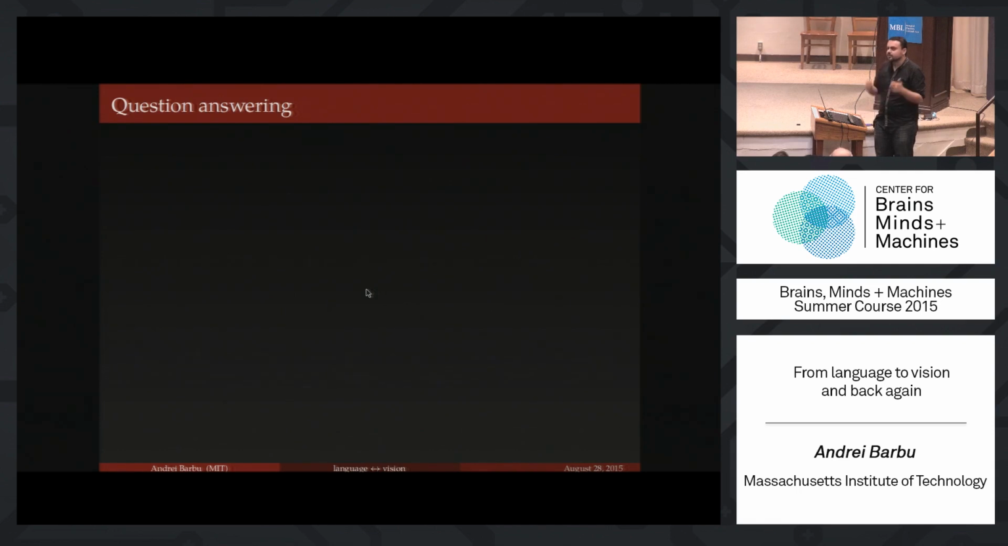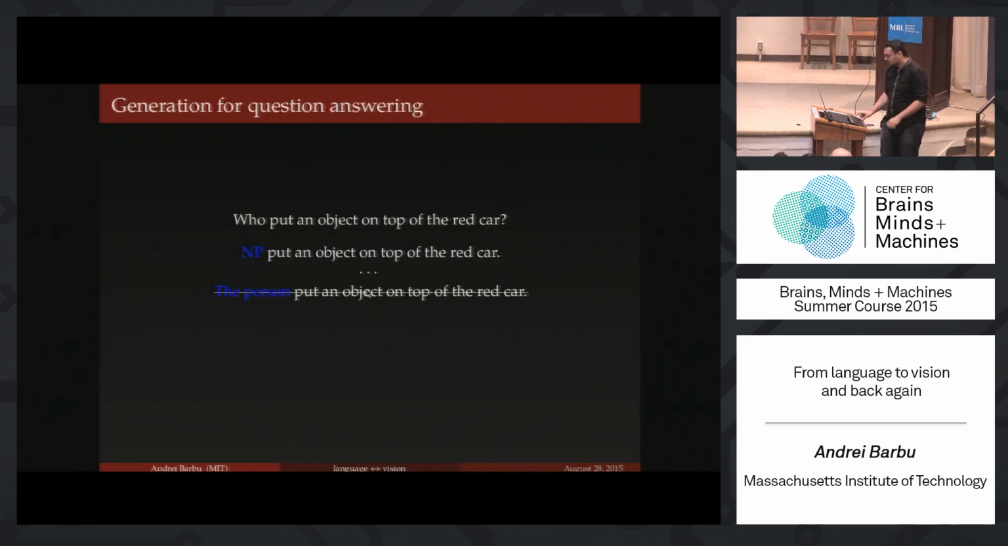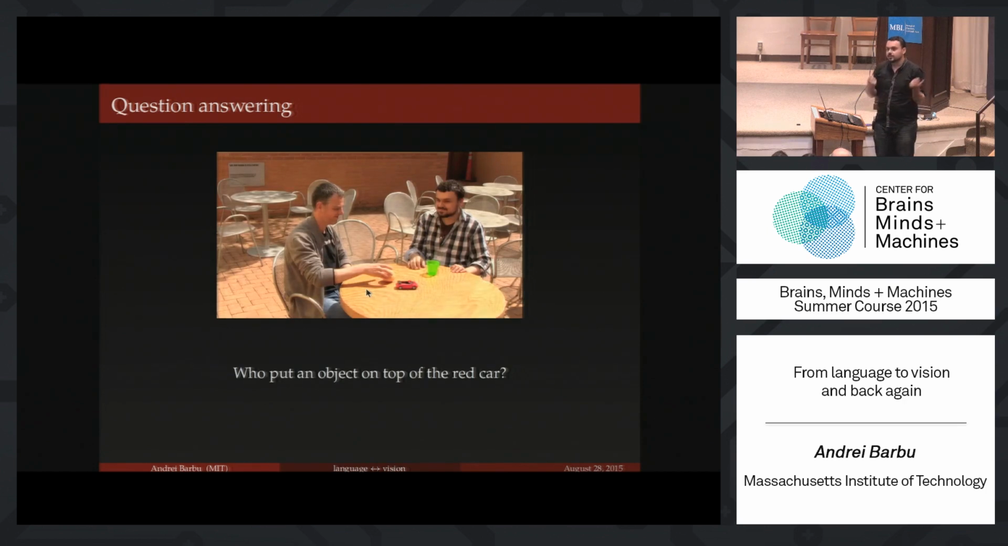So to handle this, in the same way that in generation we had this one parameter that we could tune to get more or less verbose sentences, we're going to add only one parameter to question answering, which is kind of a truthfulness parameter. This sentence, the person put an object on top of the red car in this video, is very ambiguous, right?